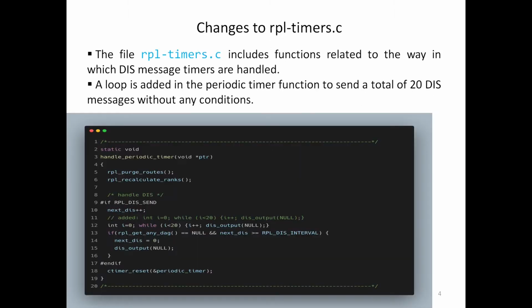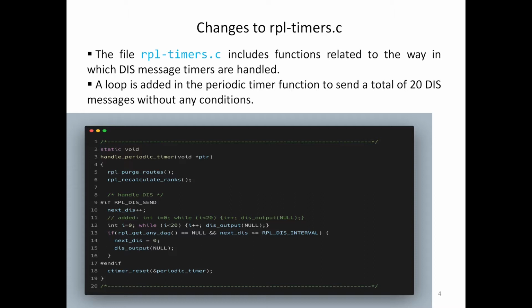Now for the other changes, we modify another file, rpl-timers.c. Within this file, we locate the line of code where it starts with static void, particularly in line number 11, and make this addition in line number 12. A loop is added in the periodic timer function to send a total of 20 DIS messages without any conditions.